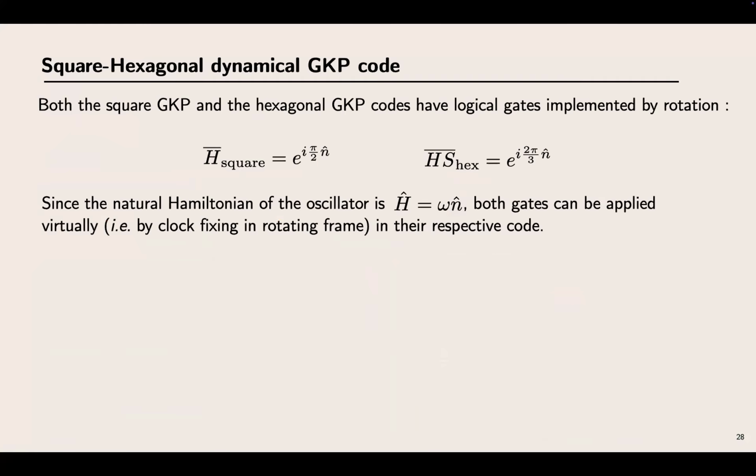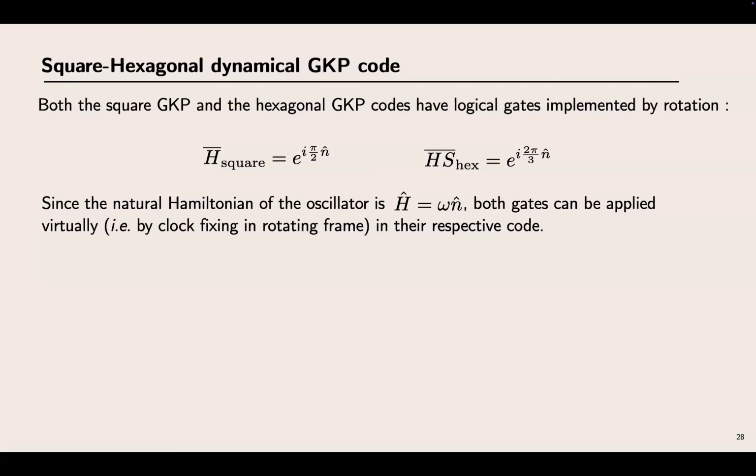So this is the first example, the most trivial example that I could find, but it is still very interesting. It's what I call the square hexagonal dynamical GKP code. In the square code and in the hexagonal code, we get rotation gates, okay? In the square code, it's Hadamard, and in the hexagonal code, it's kind of Hadamard times phase gates, okay? But we get both of them just by rotation of the oscillator.